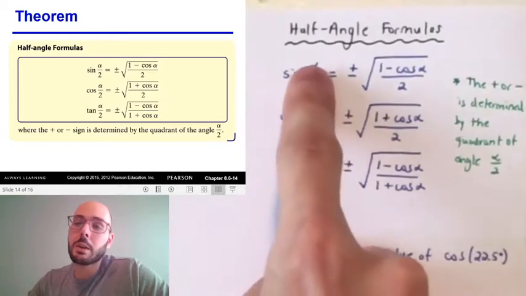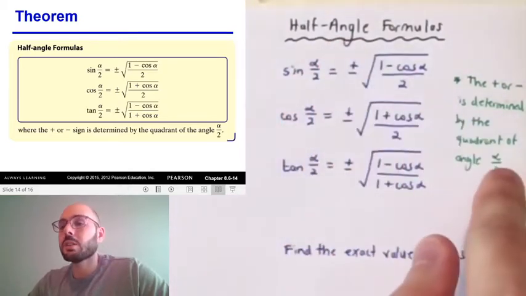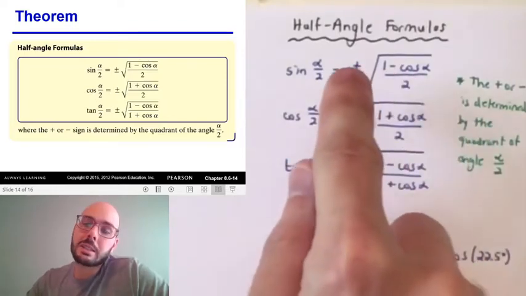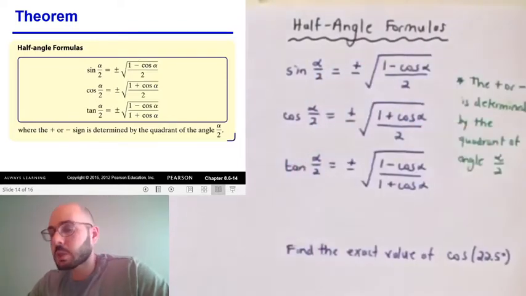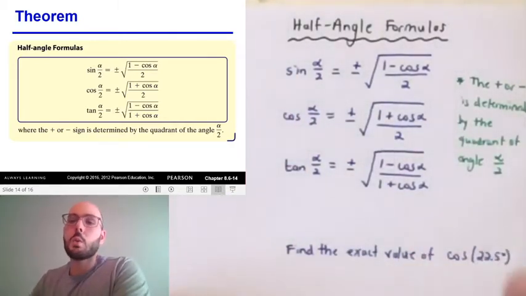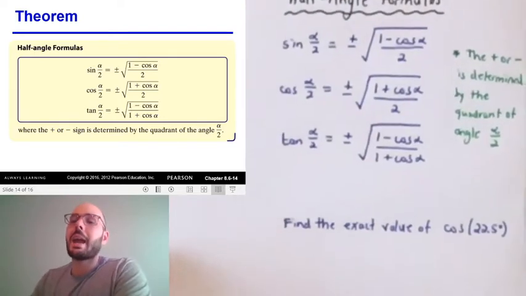So the angle that we're given, alpha over 2, we have to determine what quadrant that's in, and based on that, is this going to be positive or negative? So we'll see an example, of course, where we have to deal with that. So write these down, sine, cosine, and tangent. We're going to do our first problem now.